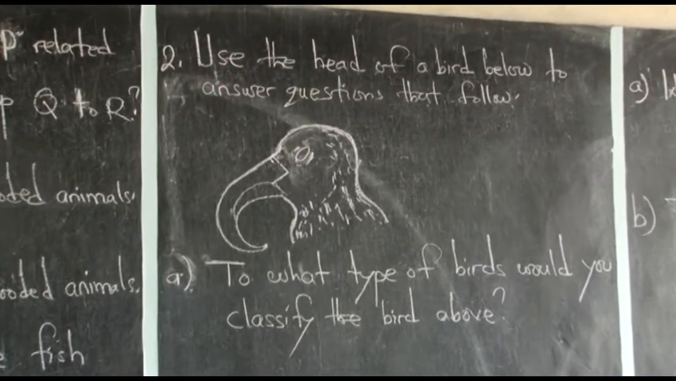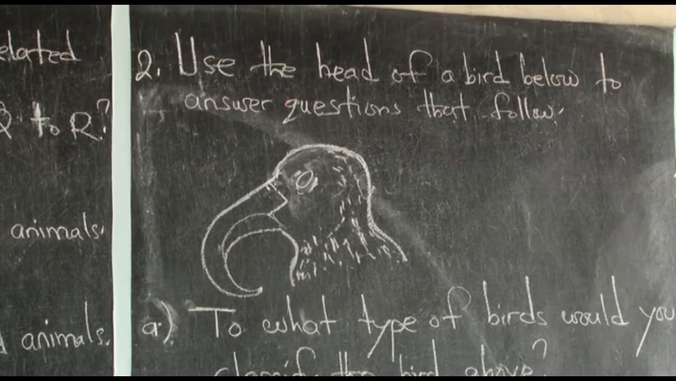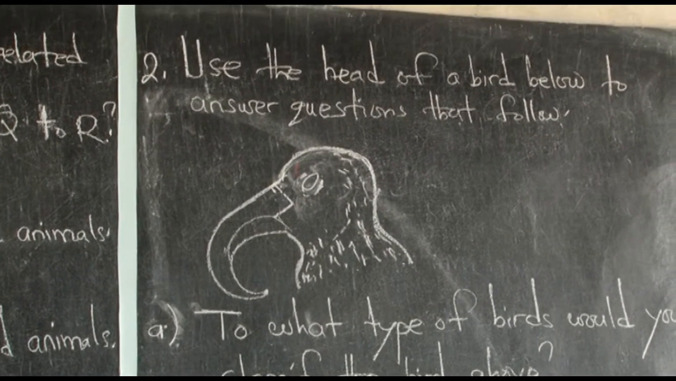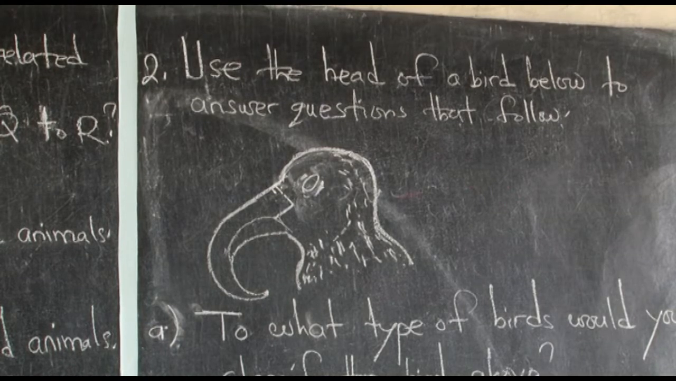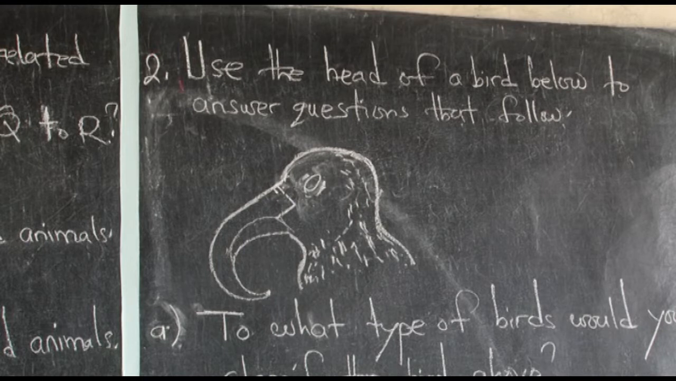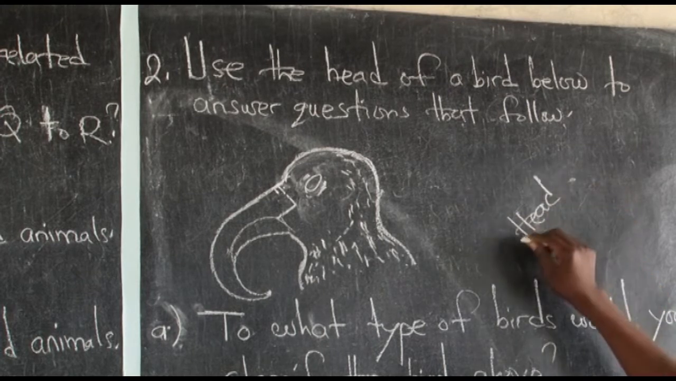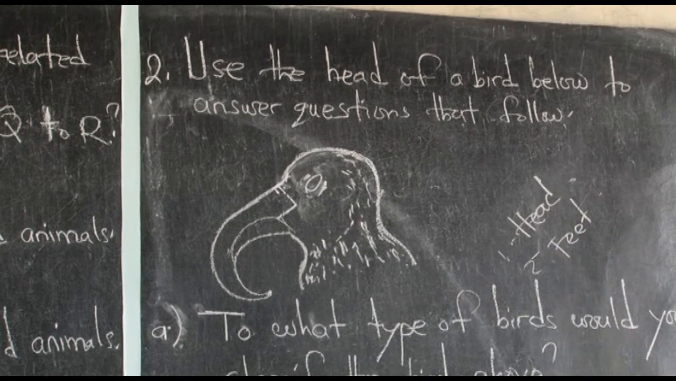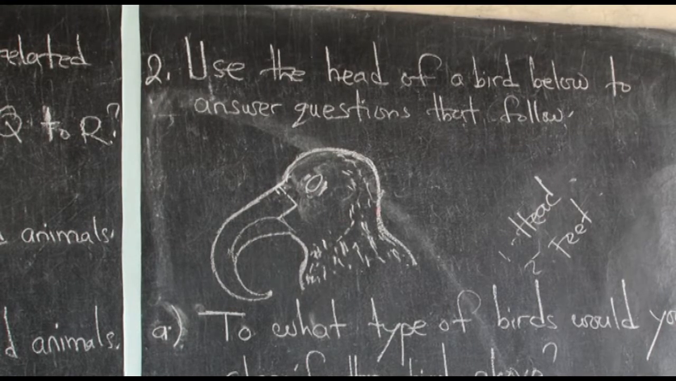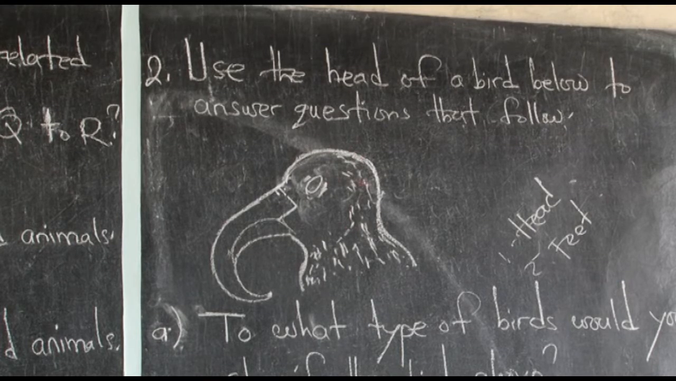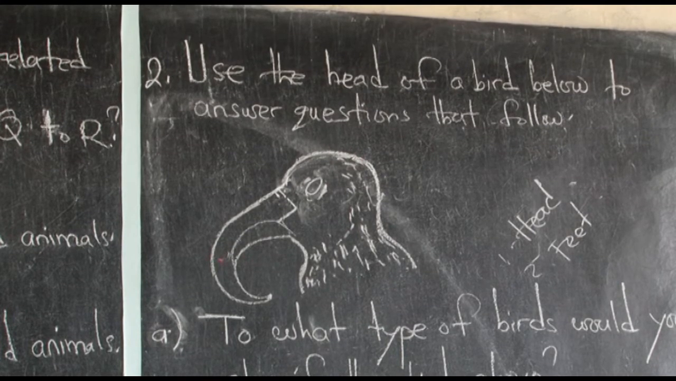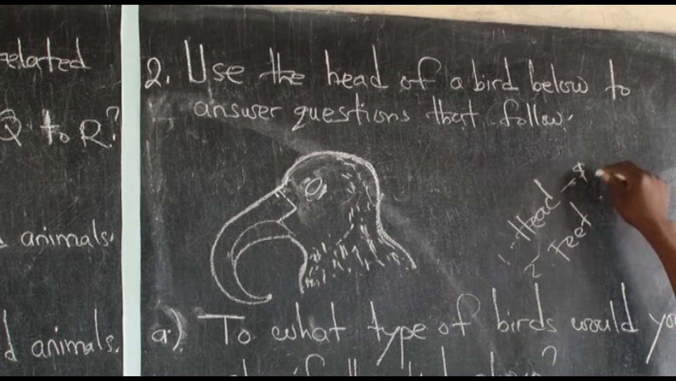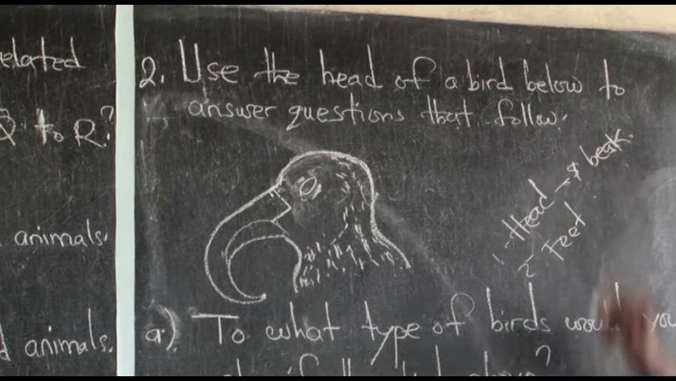We asked, use the head of a bird below to answer questions that follow. Last time we looked at types of birds, and we said that if you want to classify birds, majorly look at the head of a bird, and you look at the feet. These two can help you to really look at types of birds and understand them properly. So for this case, we are asked to look at this head of a bird. Look at its beak.